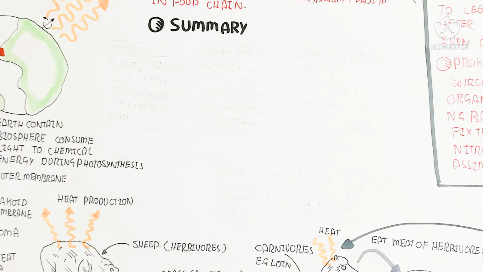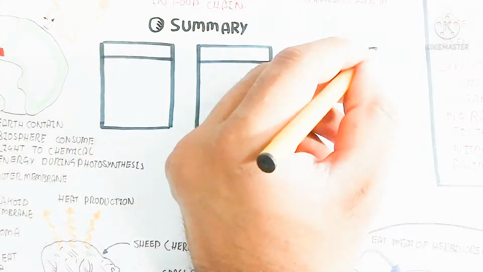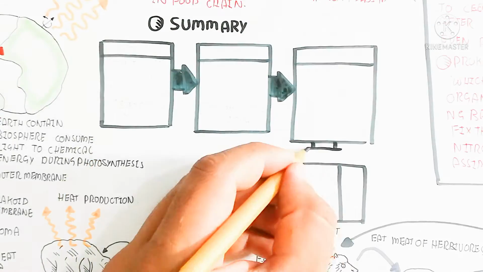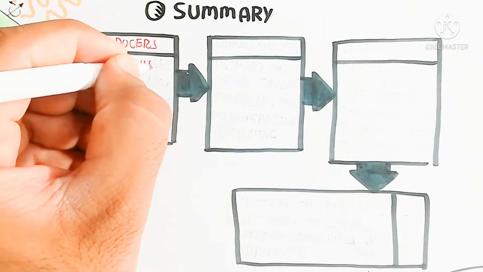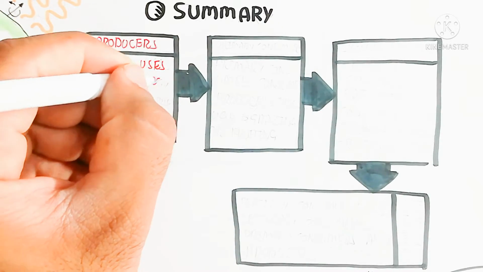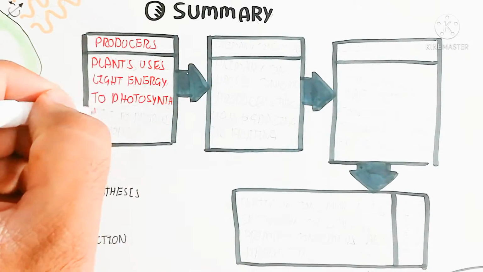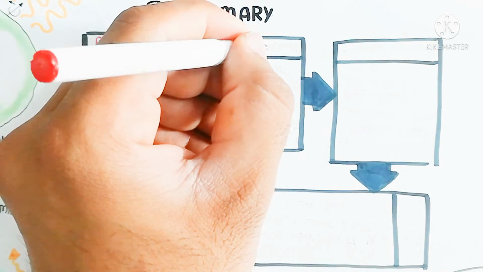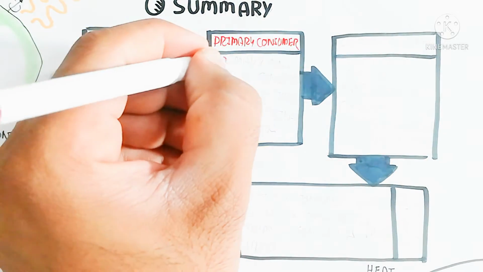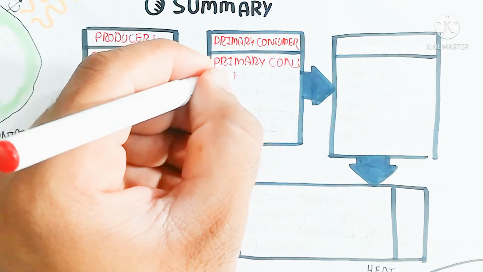Let's begin to understand from the producer. A producer is a plant because it contains chlorophyll in the form of chloroplast organelles, but consumers do not contain chlorophyll in their cells. So that is why photosynthesis is impossible for them. And plants use light energy for photosynthesis to produce food.